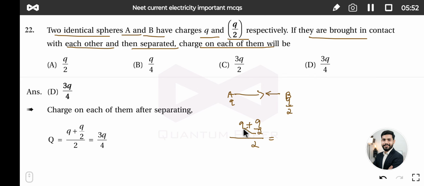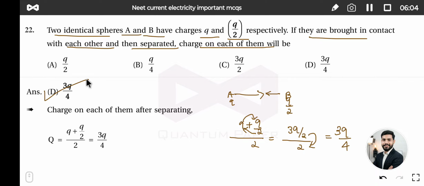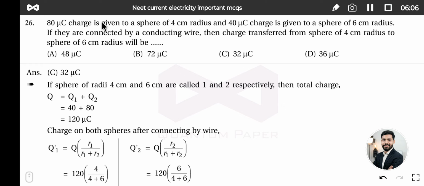So 2 into Q, 2Q plus Q, 3Q upon 2, divided by 2. So this 2 will come in the denominator. So the charge will be 3Q by 4 on each sphere. So the correct answer is D. Look at the next question.